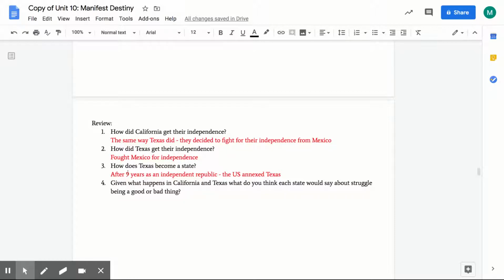And then number 3, how did Texas become a state? Eventually, actually 9 years later, it would become annexed by the U.S. And if we don't remember what annex means, that just means to add. So the U.S. adds Texas to the United States 9 years later. Now remember, this took such a long time because people were worried because it was another slave state, so it would throw off the balance, and they were worried about the war possibilities with Mexico, which, as we know, happened.